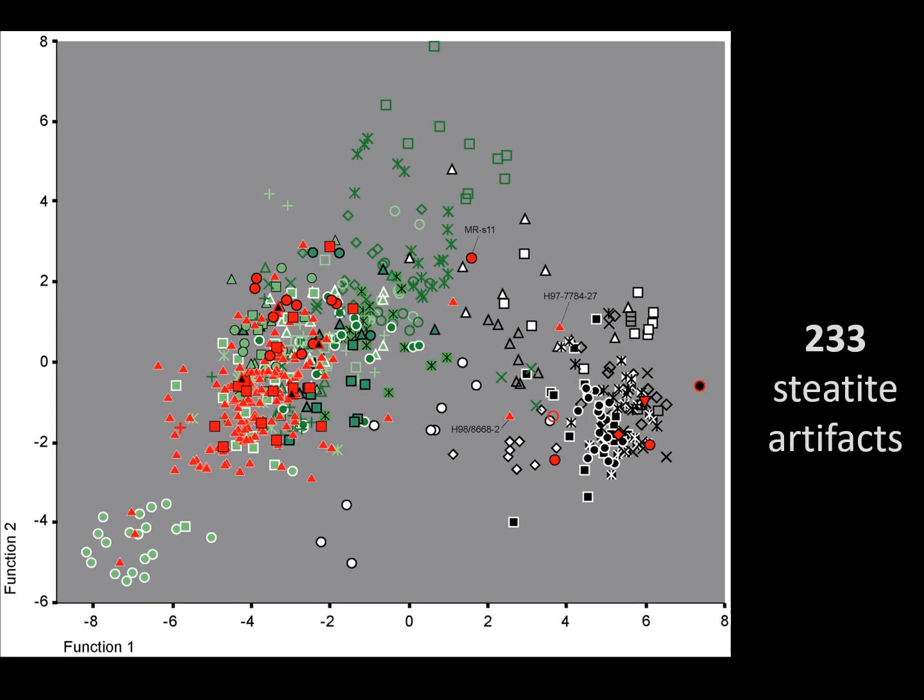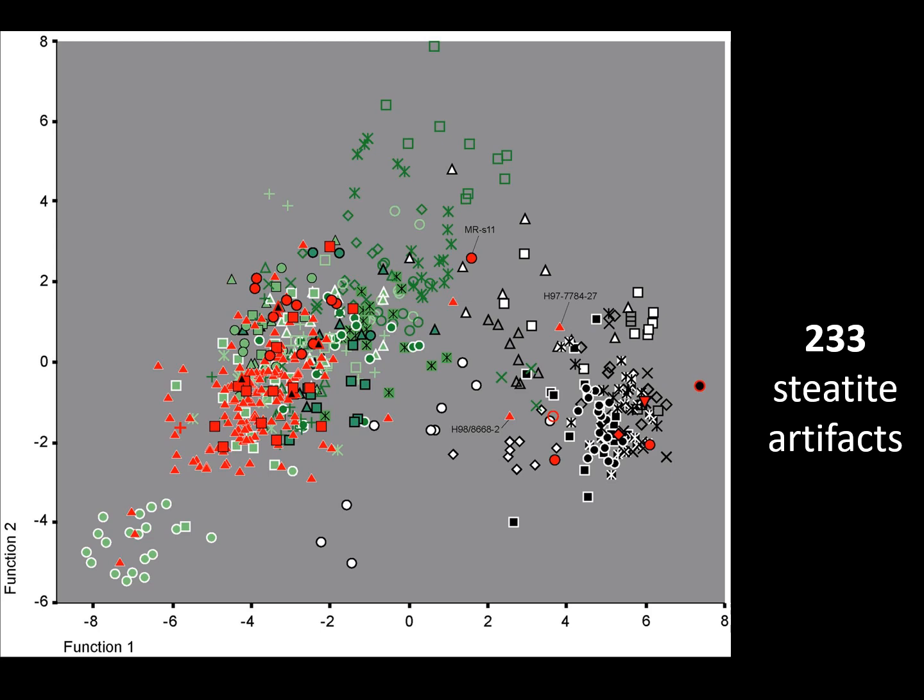To date, over 230 steatite artifacts representing 10 Indus Civilization sites have been analyzed. Here they are compared to the full geologic database, and you can immediately see that the vast majority of them cluster quite closely with geologic samples from sources of dolomitic origin. Only a handful fall with ultramafic sources.